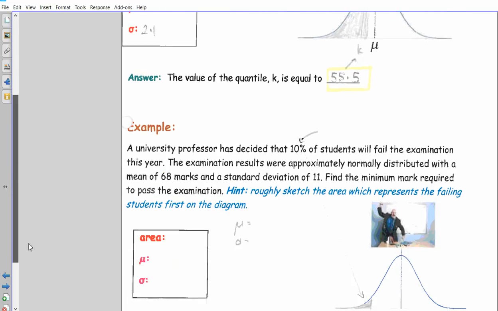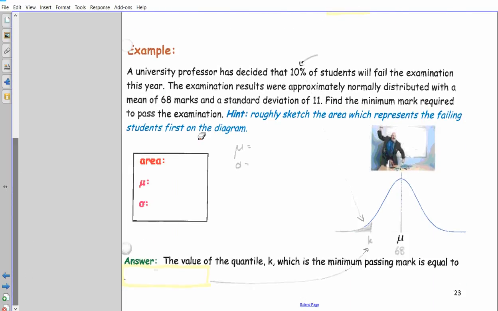Let's do another example. The university professor has decided that 10%, so if that was an area under the graph, remember to turn percent into a probability, divide by 100. So the area is 0.1. University professor has decided that 10% of students will fail the examination this year. The examination results were approximately normally distributed with a mean of 68 marks and a standard deviation of 11. So let's write out: mean is 68, sigma is 11. Find the minimum mark required to pass the examination.